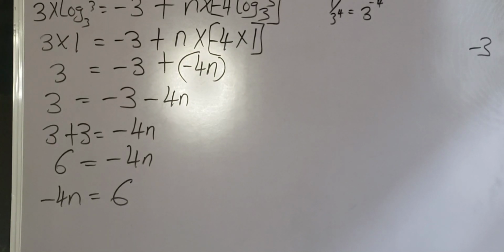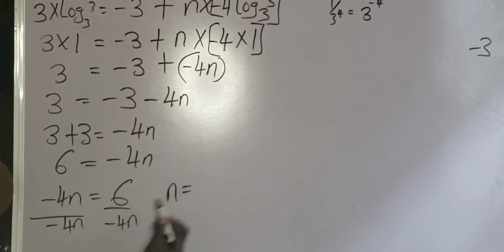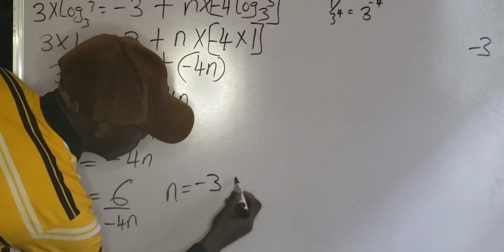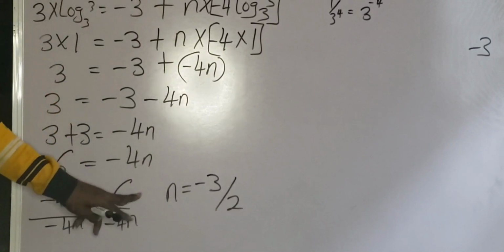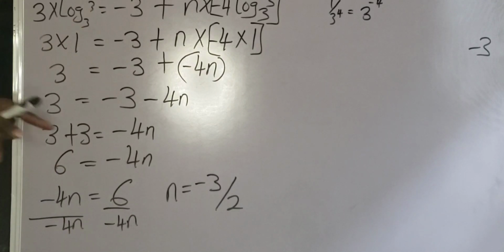Do you understand? So the next step is that I'm going to divide both sides by minus 4. So I'm left with what? n is equal to 6 divided by minus 4, that is negative 3 over 2. You understand? 6 divided by 2, that is 3. 4 divided by 2, that is 2. So I'm left with negative 3 over 2. So the value of n for the equation is minus 3 over 2. Let's proceed to the next question.